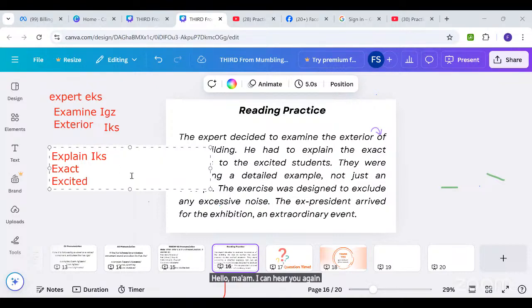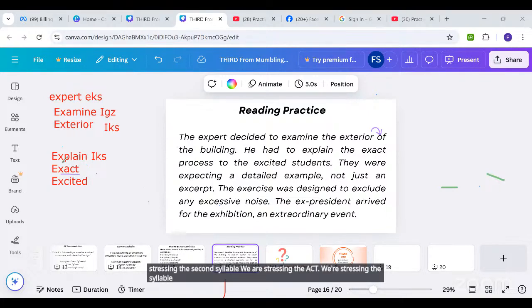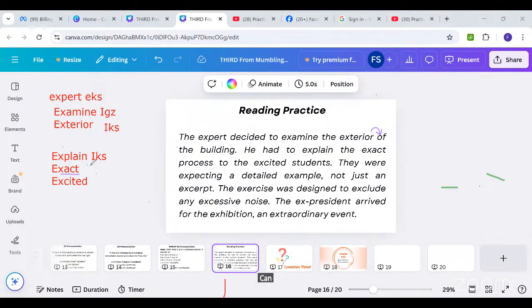So I would say that the word exact, we are stressing the second syllable. We are stressing the ACT. So it means that the E is not stressed. Yes, I can't hear you clearly. Can you hear me now? So the E is not stressed. Because the E is not stressed, it will sound A, not E.